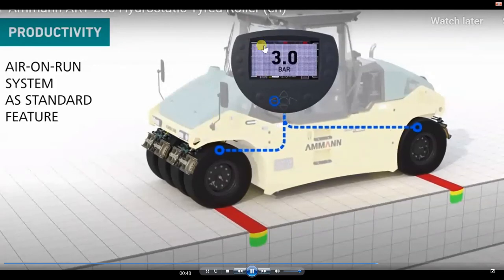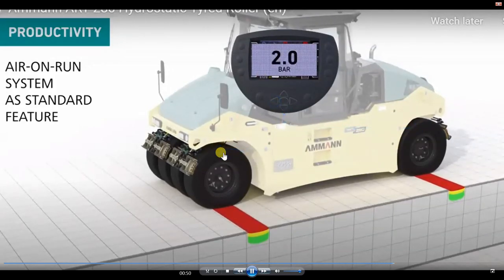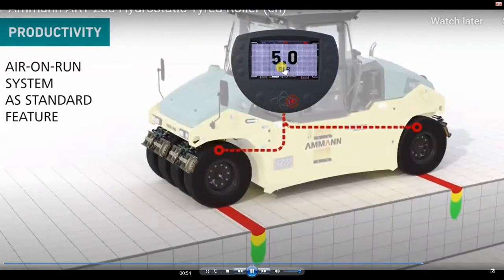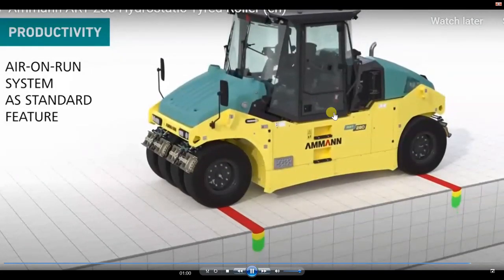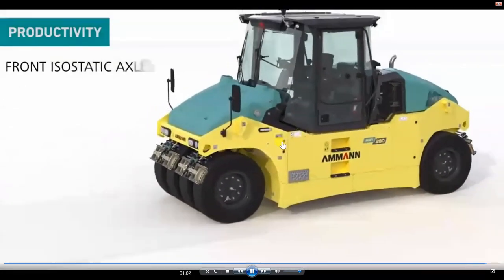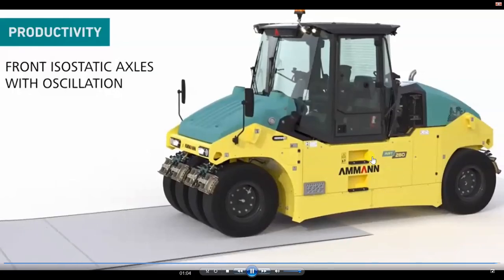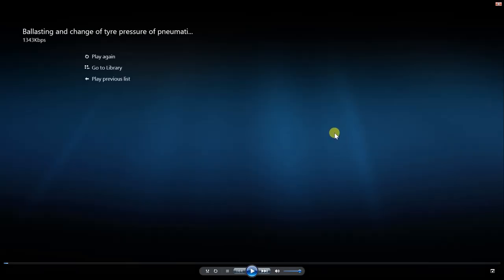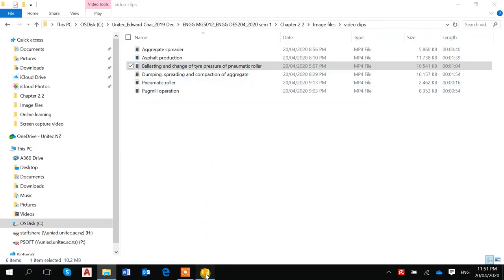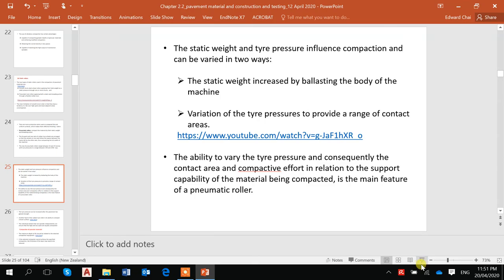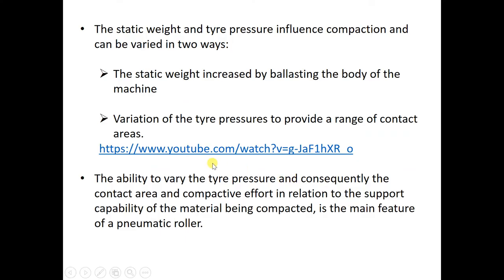5 bars, they can reduce the pressure of the tires, and then they can pump up the pressure to increase the pressure. This is the pneumatic tire roller to change the weight of the machine, and change the tire pressure of the machine.